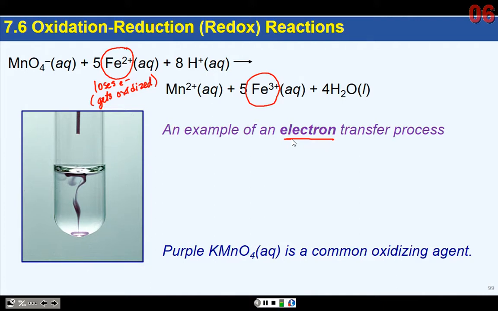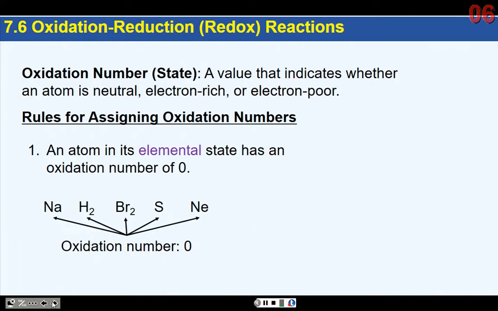All right, next slide. Oops. So in order to recognize and carefully explain which things are being oxidized or reduced, it helps a lot to use oxidation numbers or oxidation states. I typically personally say oxidation numbers, but you'll see it noted both ways. It's a value that indicates whether the atom is neutral, electron rich, or electron poor. So we have to get our heads around some rules that help us understand where the oxidation numbers are going. There are rules for assigning these oxidation numbers.